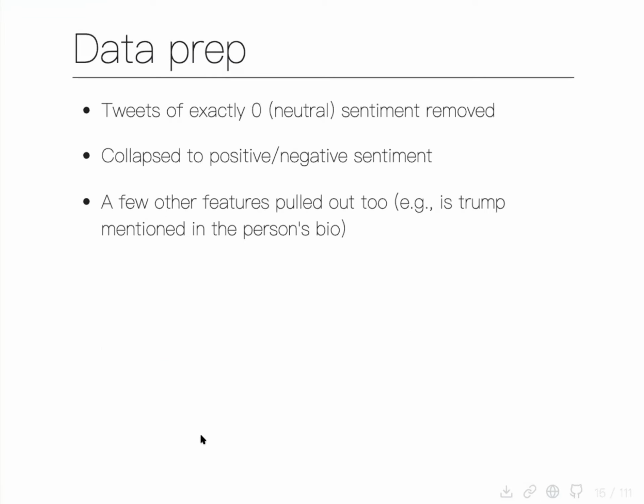So this is all that stuff I just said. I also ended up pulling out a few other features of the tweet itself. There's a bunch more in there that you could do if you wanted to, but I stopped at one point. So for example, you have the text of the description of the person. When you're on Twitter, you can write your own brief description about yourself, right? So I looked for the word Trump in their description, okay? And so that's a new indicator that we can use in modeling, okay?